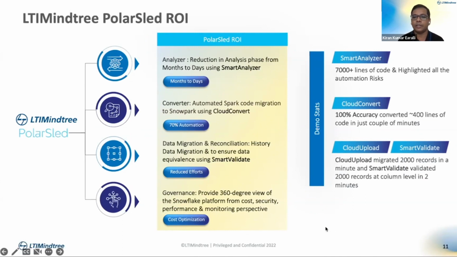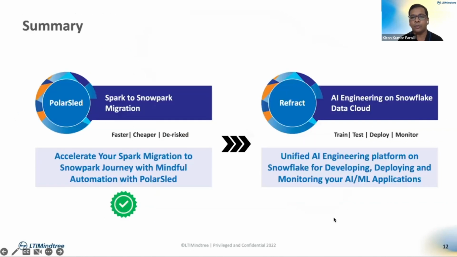Then coming to today's demo, what we have seen: we have analyzed 7,000 plus lines of code using Smart Analyzer. Then we have converted 100% of the code, around 400 lines of code, to Snowpark. The reason for 100% here is that all the patterns within the current code were already codified. So you see this 100%, but usually we commit to around 60 to 70% automation. Then we have also uploaded 2,000 records and reconciled those against the source. All these are the demo stats for today. So we completed Spark to Snowpark migration using PolarSled.